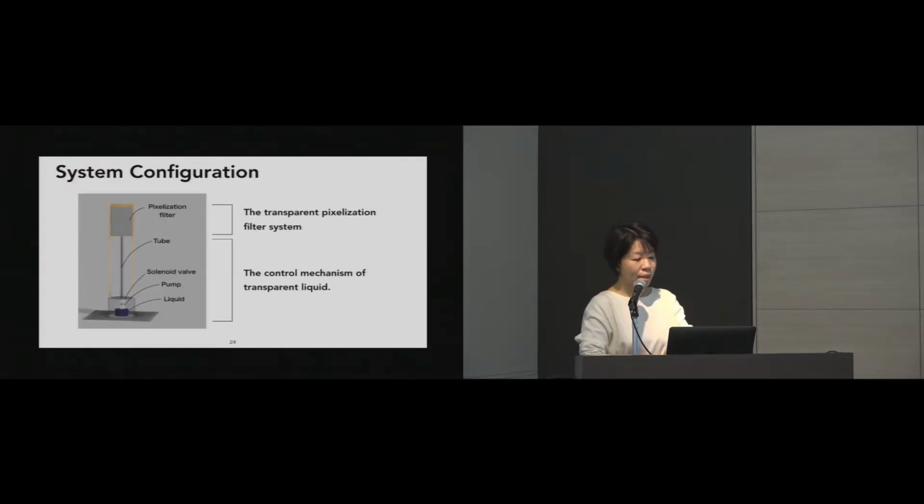This figure shows the system configuration of Filling Pixel. It consists of a transparent pixelization filter, a wooden frame, a tube, a solenoid valve, a small underwater pump, a photoreflector, and a microcomputer. In the following section, we divide the explanation of the Filling Pixel hardware design into two parts: the transparent pixelization filter system and the control mechanism of transparent liquid.